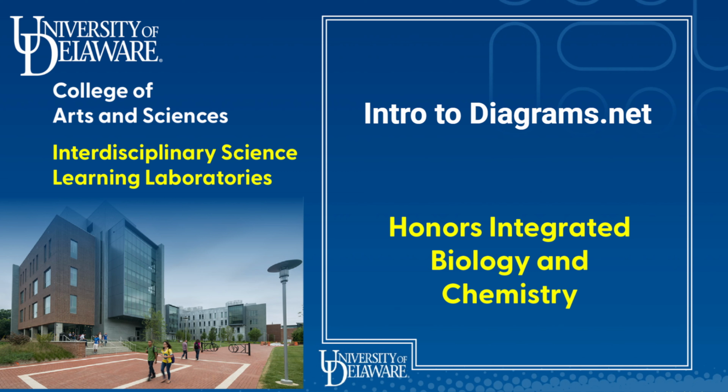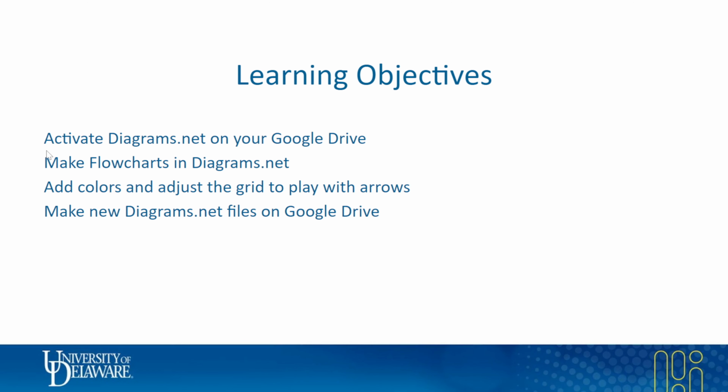In this video, we'll be going over how to use diagrams.net. So we're going to talk about how we activate diagrams.net on our Google Drive. How do we make flowcharts in it? This is flowcharting software, so it's very easy to connect different boxes with dynamic arrows. Much easier to use than, say, making it in slides or PowerPoint. How do we add colors and adjust the grid so that we can play with our arrows a little bit? And then lastly, how do we make our own files for diagrams.net?